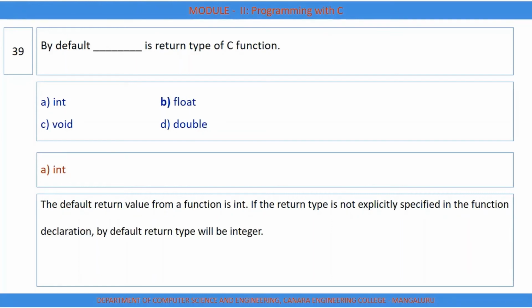By default, dash is return type of C function. Option A, int, option B, float, option C, void, option D, double. Answer is option A, int. If return type is not explicitly specified in the function, then it is considered as the integer.